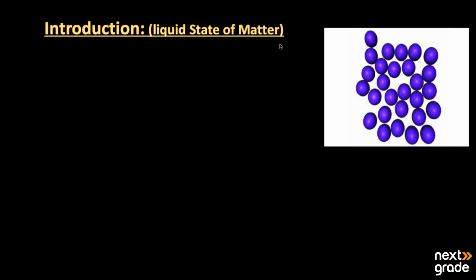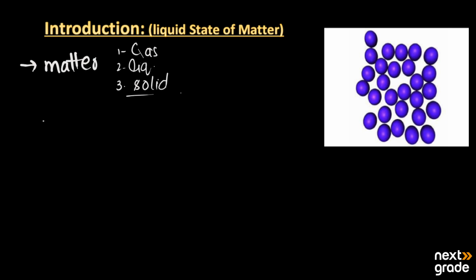We are going to discuss today the second state of matter, that is the liquid state of matter. In the previous lesson, we learned that matter can exist in three states. The first is gas, the second is liquid, and the third is the solid state. So here we will discuss the second state of matter, that is the liquid state.